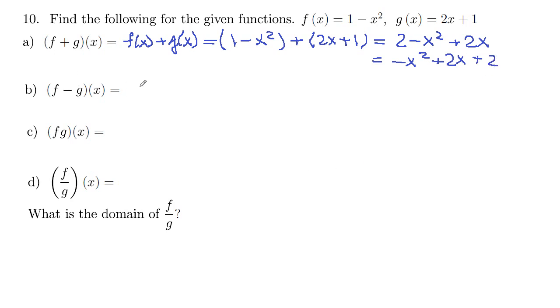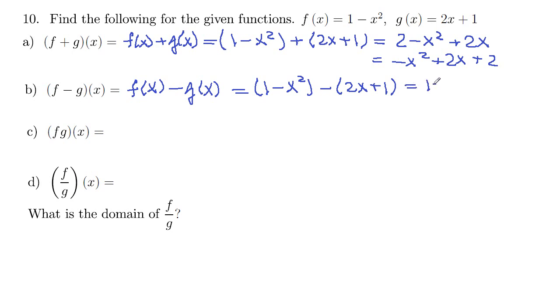F minus g at x. So you just take the equation for f of x and subtract the equation for g of x. So this will be our 1 minus x squared. And then we will subtract the 2x plus 1. So when we subtract, we're going to change the signs there and add. So this will be 1 minus x squared, and then minus 2x minus 1. So I changed that to negative, negative, and added.